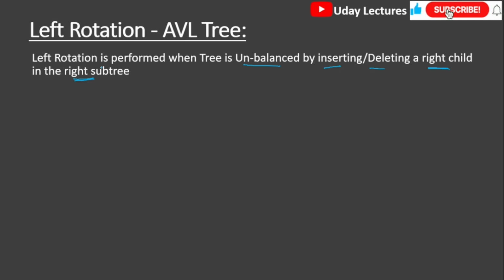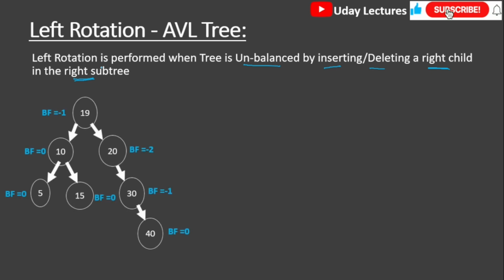Now let me explain this with an example. If you consider this tree here, let us say I have recently inserted this particular node, which is 40. Now if you look into this tree, after inserting 40, the balance factors were impacted for this node. You see, the balance factor of this node is -2.